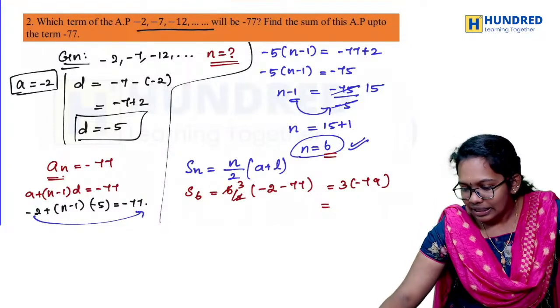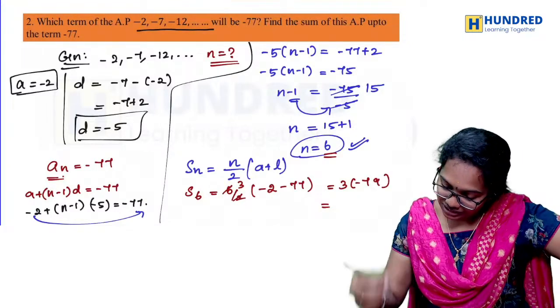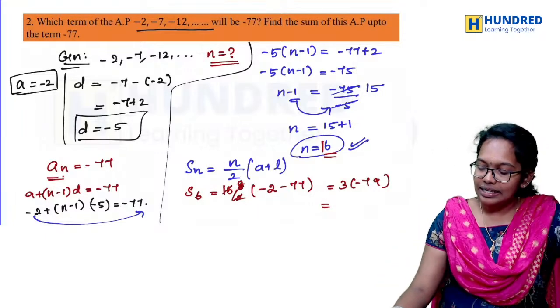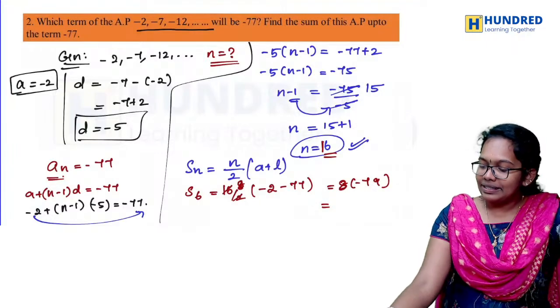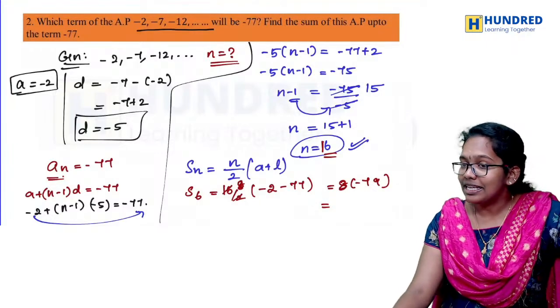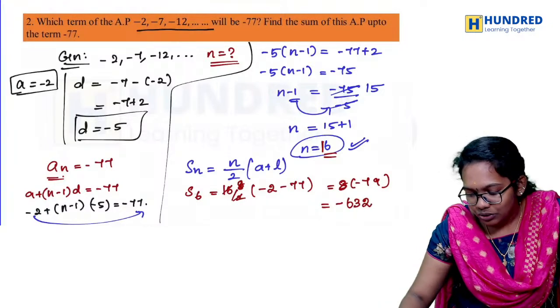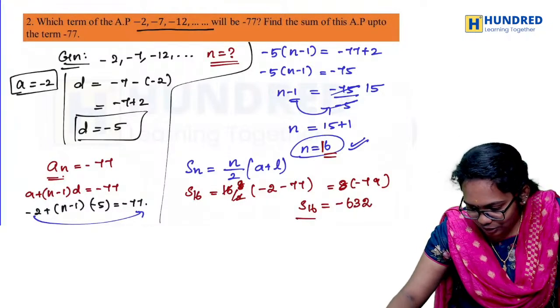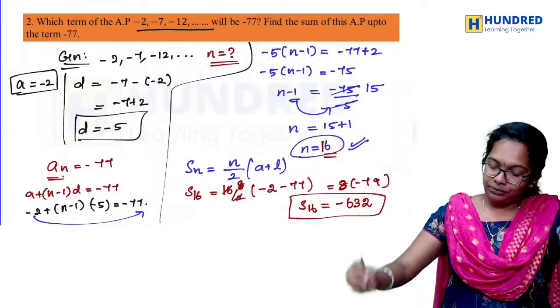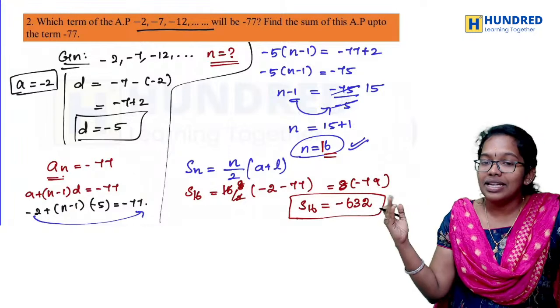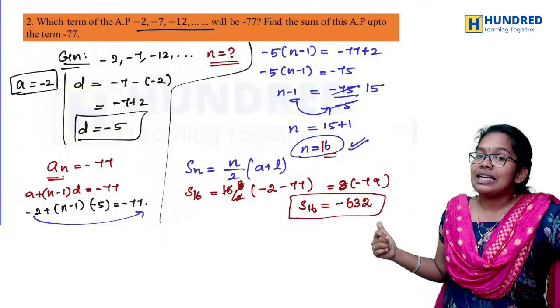So actually, sorry, this is 16, no? So it will be 16 by 2, it is 8. So 8 into minus 79. When you multiply these two, you will get the value to be minus 632. So this is what S16 is going to be. The sum of this AP up to minus 77 is minus 632.